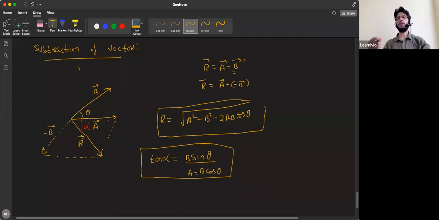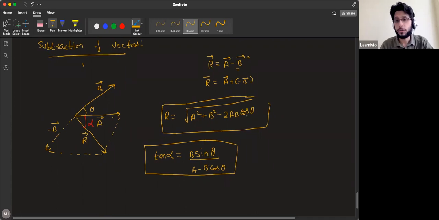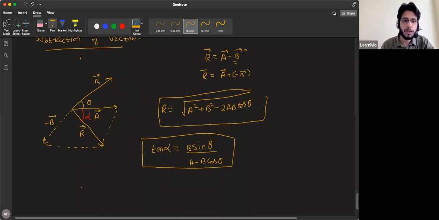Can any one of you tell me at what value of theta the magnitude of addition and the magnitude of subtraction of two vectors will be the same? Zero degree? No, not zero. See, when they are perpendicular. Yes, Priyadarshini is right. Perpendicular.